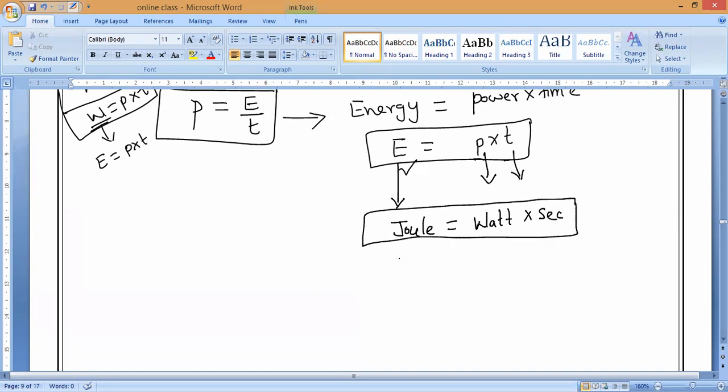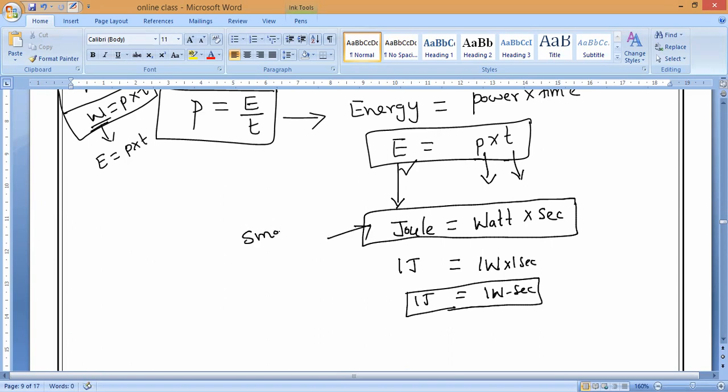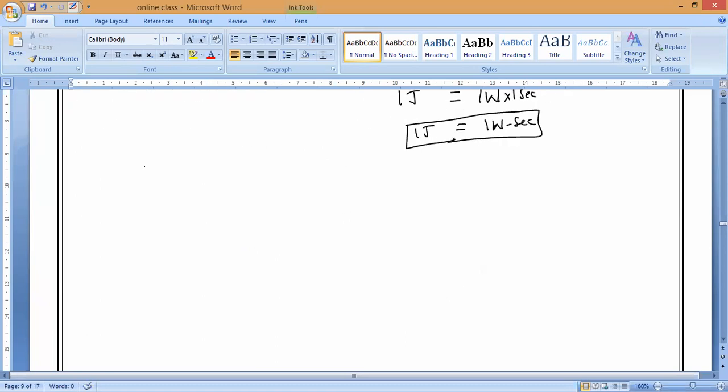So now if you consider, 1 joule is equal to what, guys? 1 watt into 1 second, or else we can say 1 watt second, which is equal to 1 joule. Now, the smaller unit of energy is joule. It is the smaller unit. Now, let us take the bigger units. Very, very important. So now bigger units of energy.